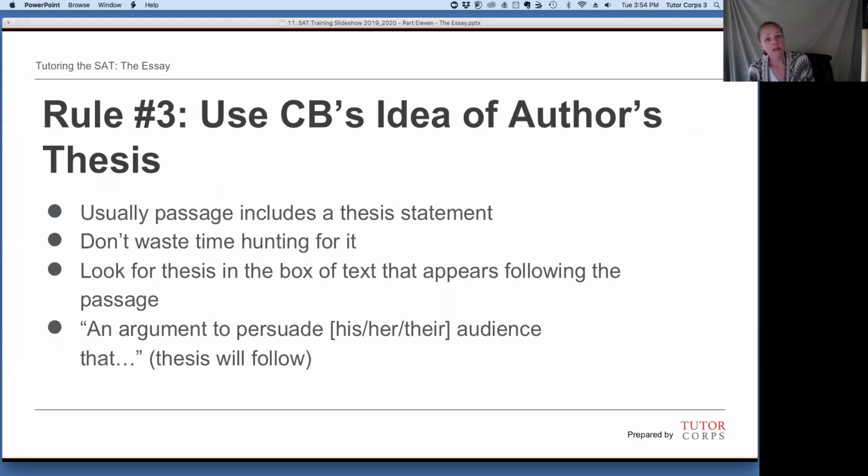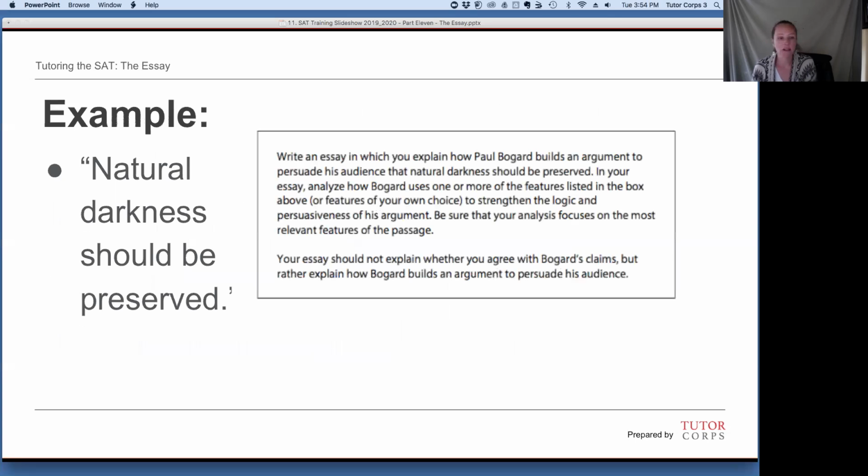The third rule is that the author's thesis is going to be literally written out in the box of text following the reading passage, so the student shouldn't waste any time trying to look for the thesis. Let's look at an example on the following slide. Here's what the text box will look like. The first sentence reads, "Write an essay in which you explain how Paul Bogart builds an argument to persuade his audience that natural darkness should be preserved." Right there, you can see the thesis spelled out.